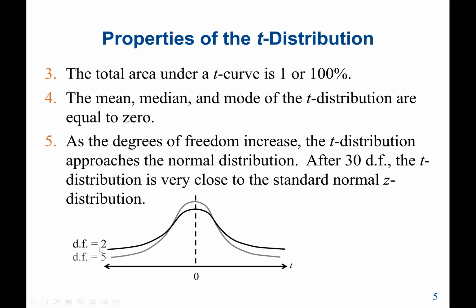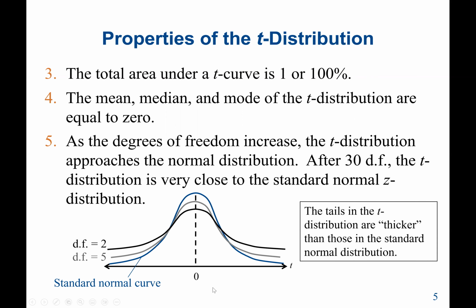So we can see the curve when the degrees of freedom is 2, and also when the degrees of freedom is increased, we can see the shape approach the normal distribution. When the degrees of freedom is getting larger, it will reach the standard normal curve. So here we say the tails in the t-distribution are thicker than those in the standard normal distribution.